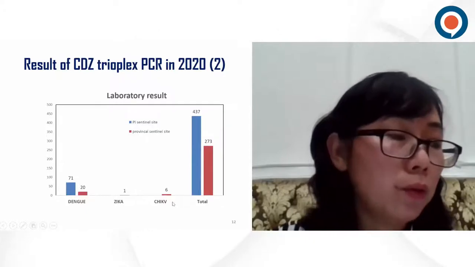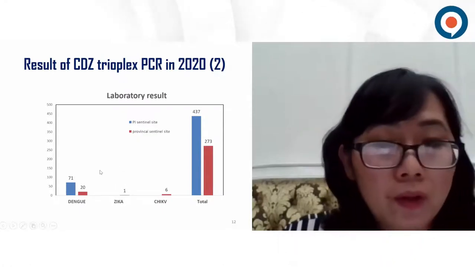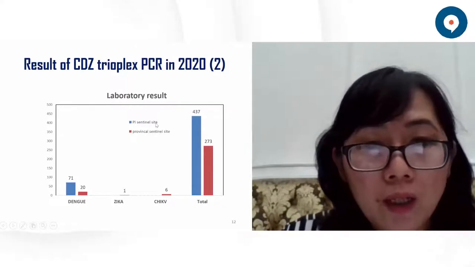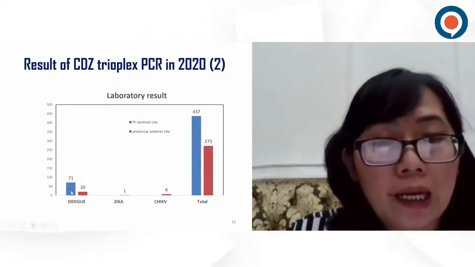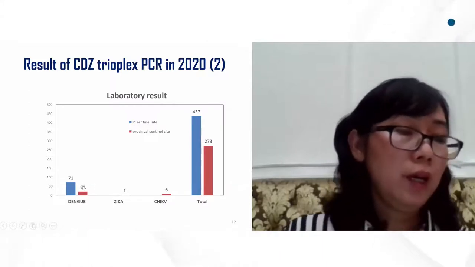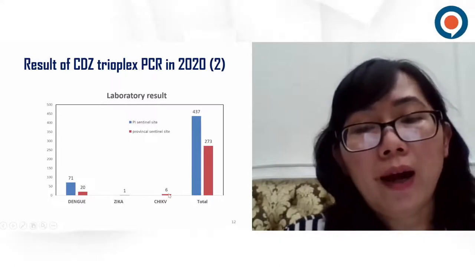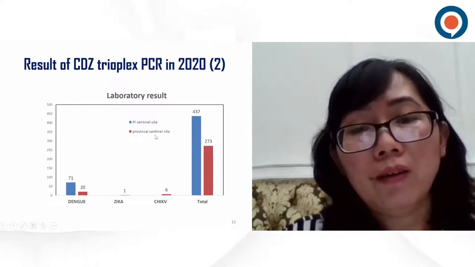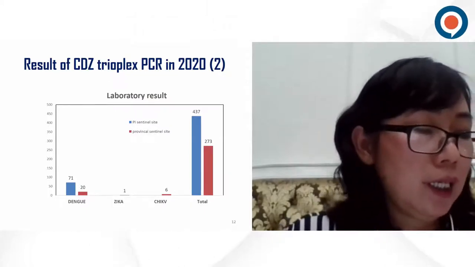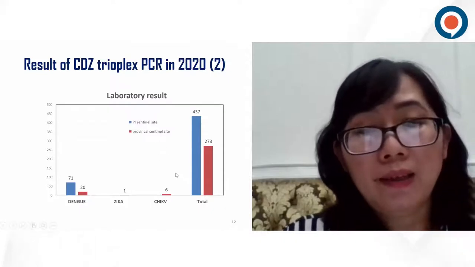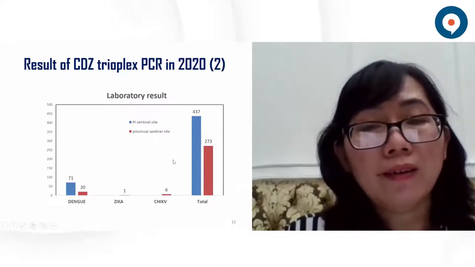The bar chart shows the grouping of site participants in the positive pathogen results. Can you see that both sentinel sites and provincial sites detected dengue virus? But for Zika virus and chikungunya virus, we only found them in the provincial sentinel site, the new site. That means it is supposed that chikungunya and Zika virus co-circulate with dengue virus in southern Vietnam.